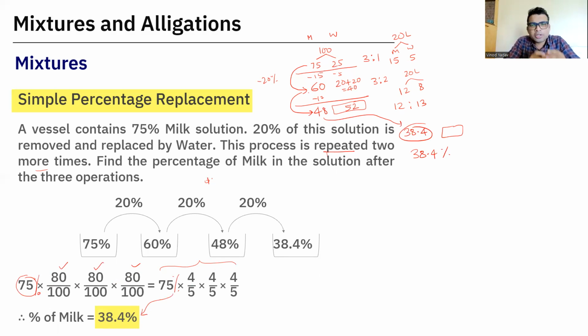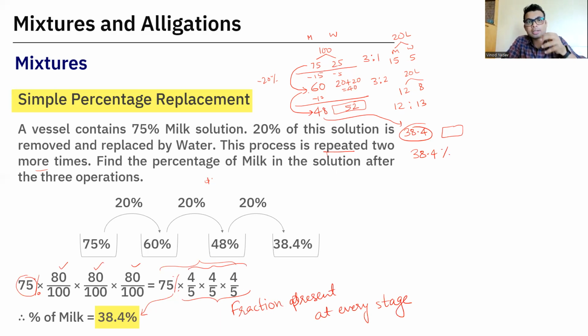Sometimes they may give you different percentages at every stage. First 20% was removed, then 30% was removed, then 40% was removed. So accordingly adjust the fractions. These are nothing but the fractions present at every stage, because at the end you want the milk present now. I hope you're comfortable, you're understanding, friends. Take the notes properly. Remember these examples only. They are acting as the concept builders.